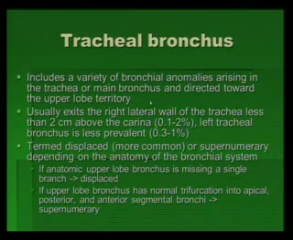A tracheal bronchus includes a variety of bronchial anomalies arising from the trachea or main bronchus and directed toward the upper lobe territory. It's usually on the right. It usually exits the right lateral wall of the trachea less than 2 centimeters above the carina. Left tracheal bronchus is less prevalent. It's termed displaced, which is the most common, or supernumerary, depending on the anatomy.